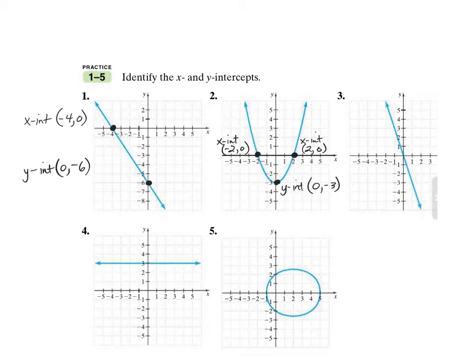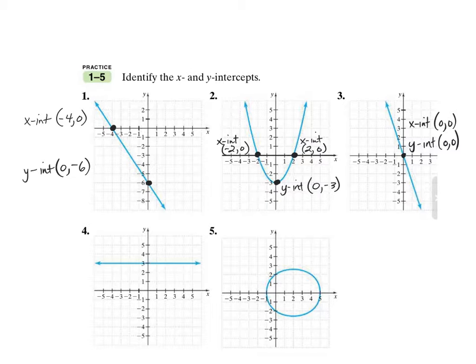All right, number 3. This graph only touches the x and y-axis both in one spot, and that's at the origin. So the origin here is the x-intercept. So it's 0, 0, and it is also the y-intercept. That's the only place where the x-intercept and y-intercept can be the same point, is at the origin.